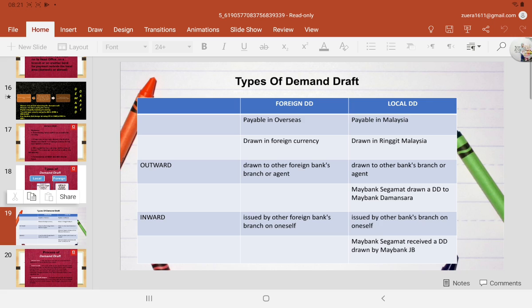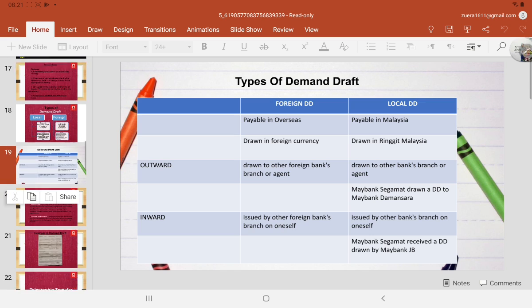Let's say for the local, we want to transfer money from Segamat in Johor to Damansara. So Maybank in Segamat will draw a demand draft to the Maybank in Damansara. For inward, this is where we issue. We will receive money from a third party. If you are at a Maybank in Segamat, Johor, you will receive a demand draft drawn by the Maybank in Johor Bahru. Because this is inward, we will receive the money from the other bank's branch. So these are the differences for the demand draft.